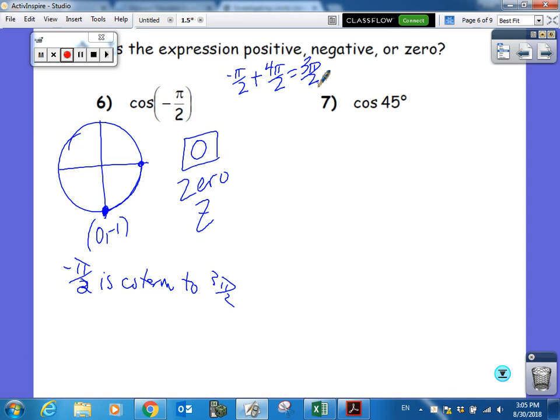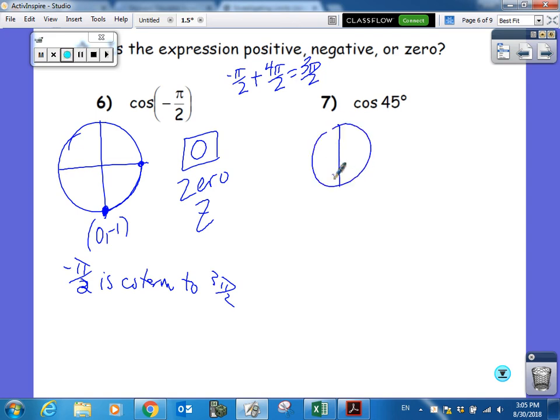So finding the cosine of negative pi over 2 is exactly the same as finding the cosine of 3 pi over 2. Negative pi over 2 and 3 pi over 2 aren't equal, but they're coterminal. But the cosine of each one of them is equal, because the cosine is doing something to it.